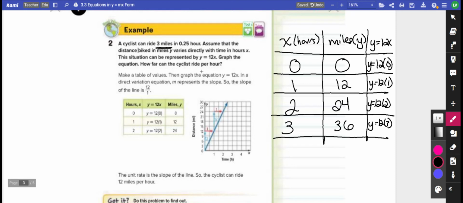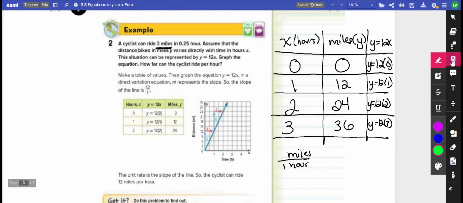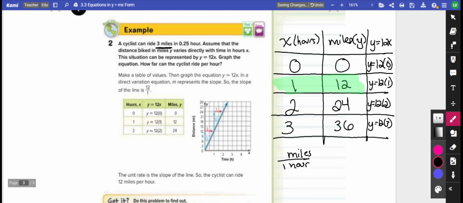So it's asking how far can the cyclist ride per hour? Well, that wants the unit rate. How many miles per 1 hour? Well, according to my graph, if I want 1 hour, that means that I have traveled 12 miles. So that means you were traveling 12 miles per hour.